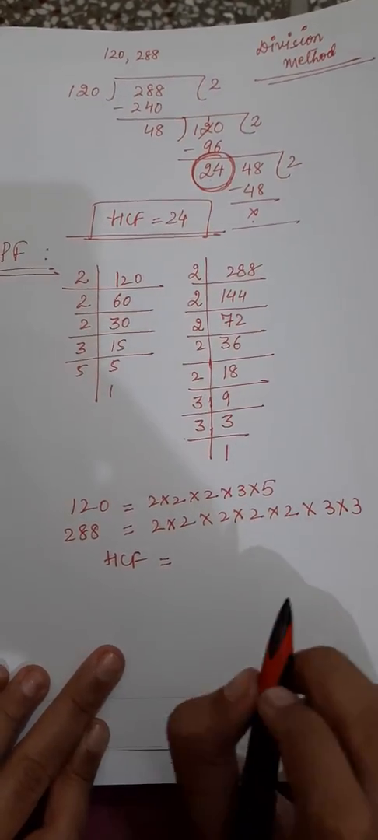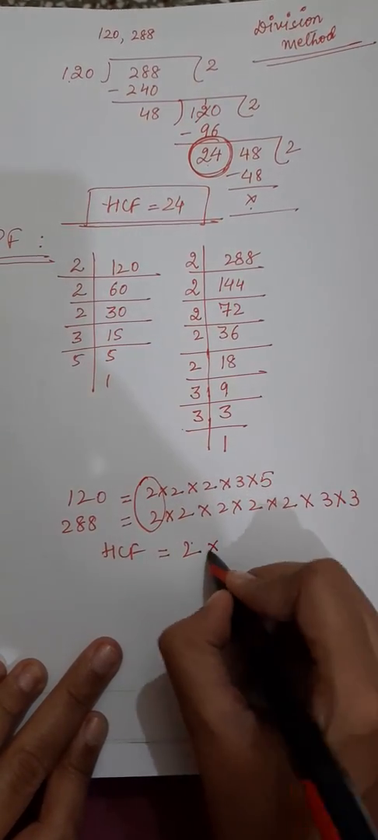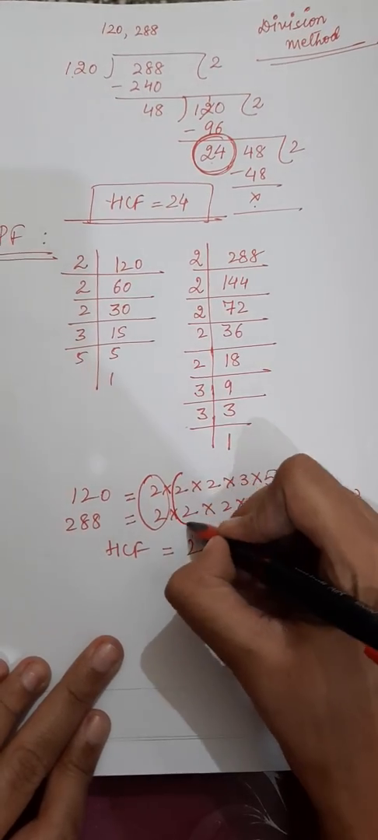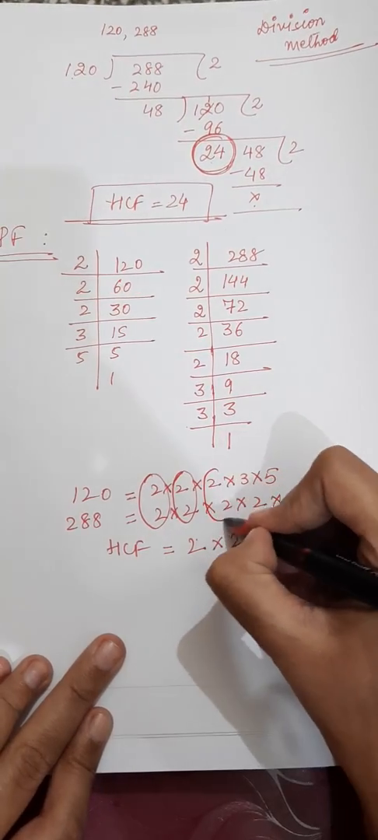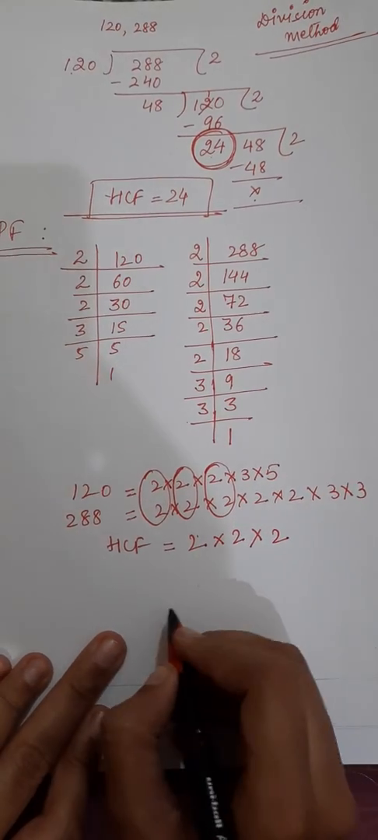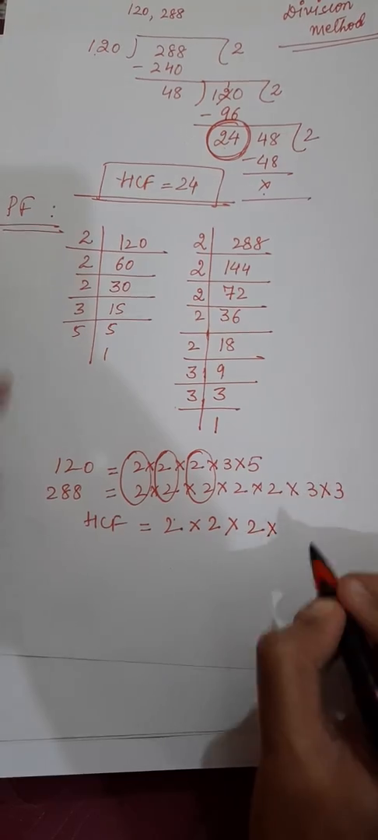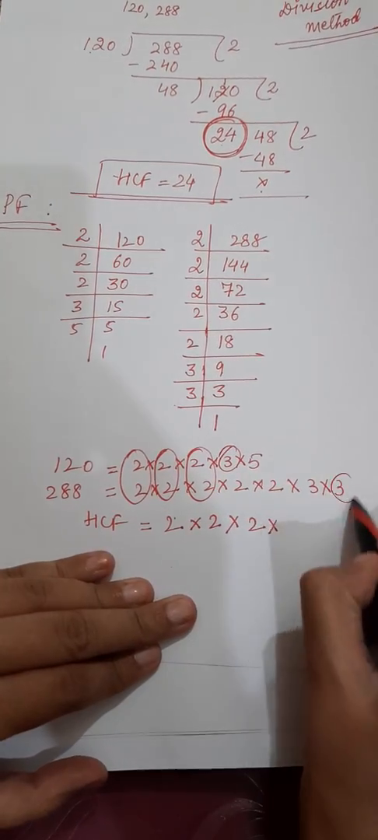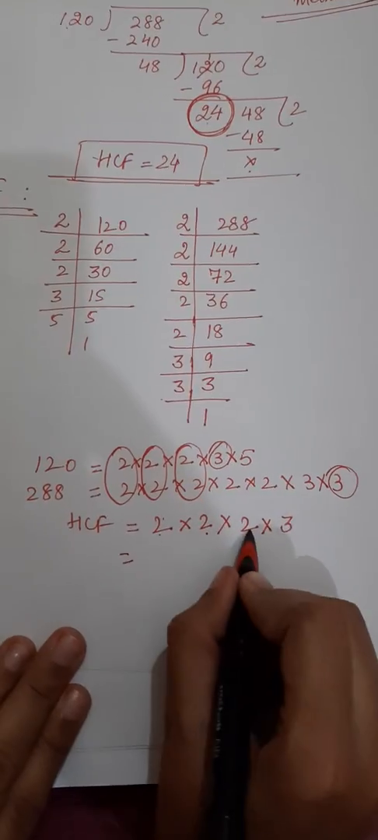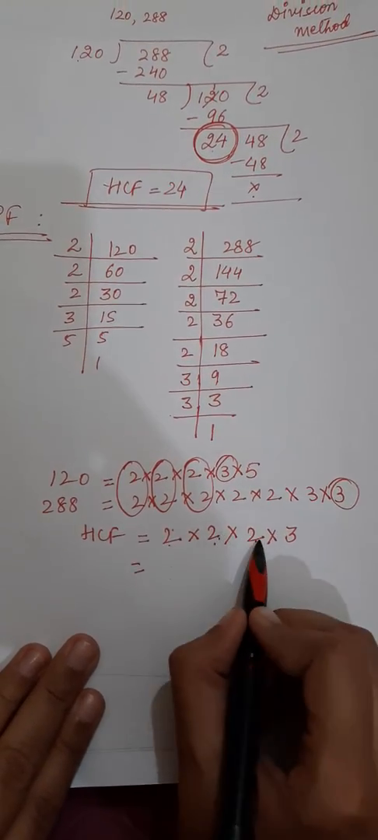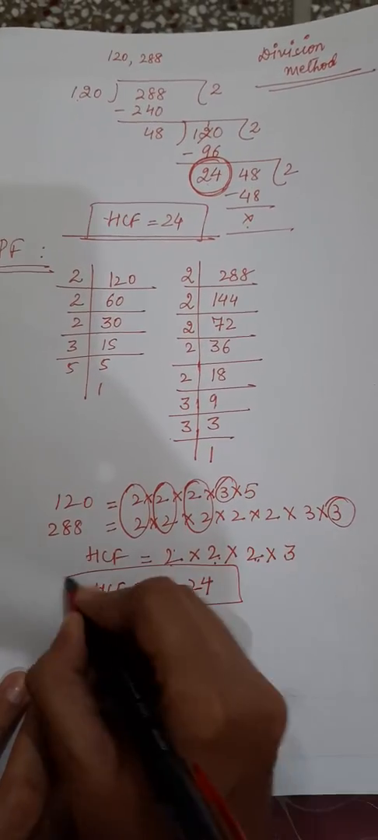HCF means the number which is coming common. This 2 is coming common, so I'm going to write 1 time 2 here. Then this 2 is coming common, so I'm going to write here 2 1 time. Again, this 2 is coming common, so I'm going to write here 2 one more time. If anything else is coming common, you have to write that. 3 and 3, this is coming common, so I'm going to write here 3. Now, 2 to the 4 is 8, 8 3s are 24. So HCF came out to be 24.